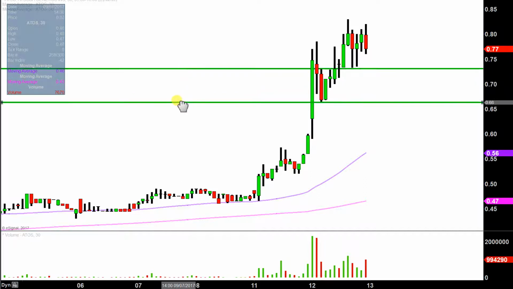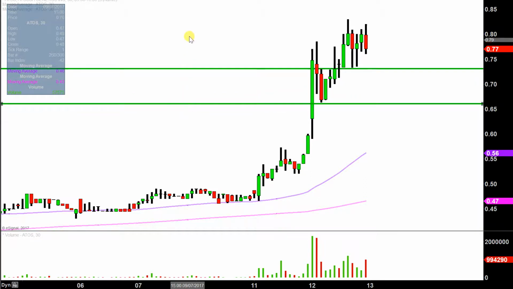Next level of support after that, down there at 65 cents. So 73 cents, 65 cents, two of the nearer term levels of support.